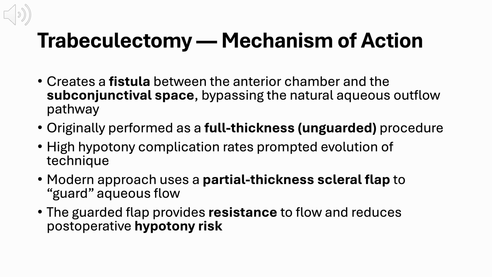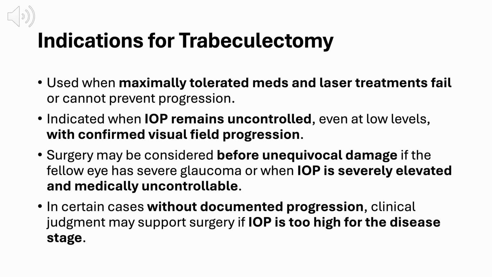Today, we use a partial thickness scleroflap to regulate flow. That flap adds resistance, allowing aqueous to leave the eye without collapsing the chamber. The guarded technique dramatically reduces hypotony risk while preserving the pressure-lowering effect, which is why it remains the benchmark for surgical filtration. The decision to move to trabeculectomy usually reflects the limits of everything that came before it.